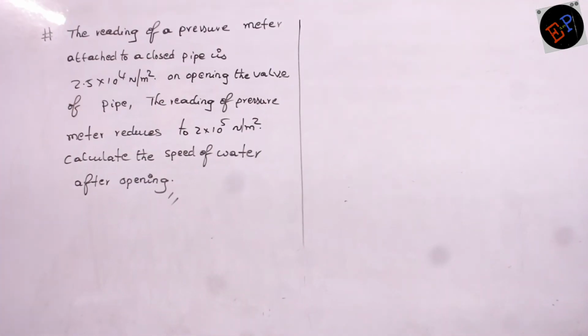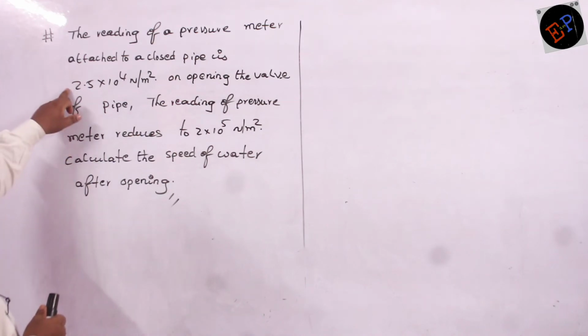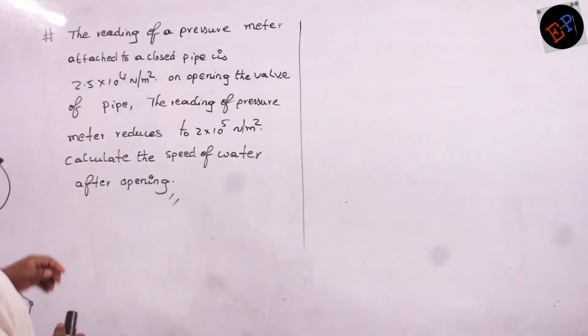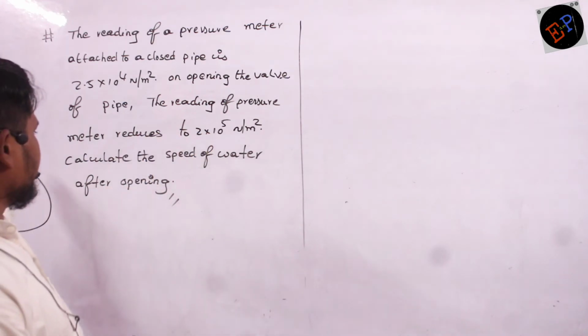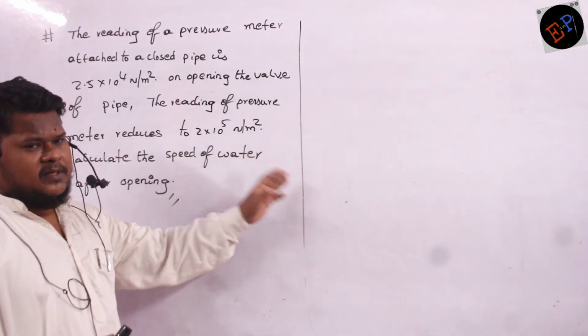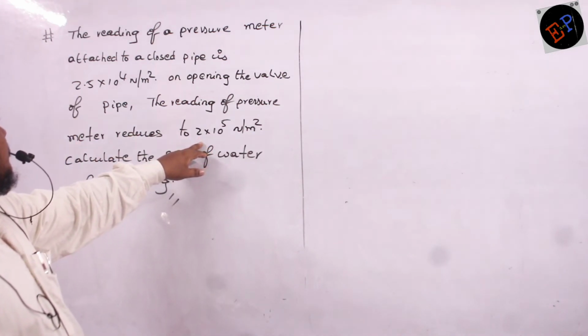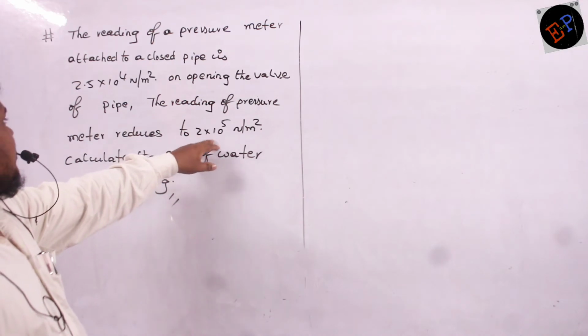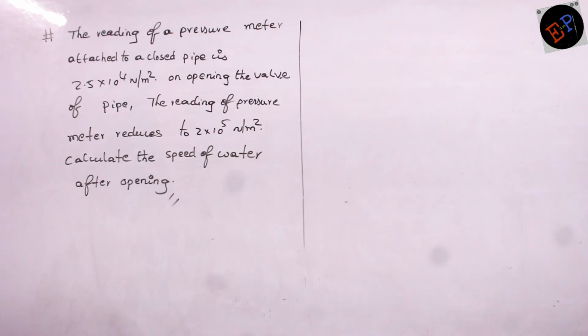So the reading of a pressure meter attached to a closed pipe is this much, my initial reading. Then what we are doing is opening the valve of the pipe. Then what happens? Immediately water starts flowing. If water starts flowing, then the pressure has reduced to 2 into 10 power 5, but the pressure is increasing here. One minute more, let us see the data. 2.5 into 10 power 5. This is 10 power 5.